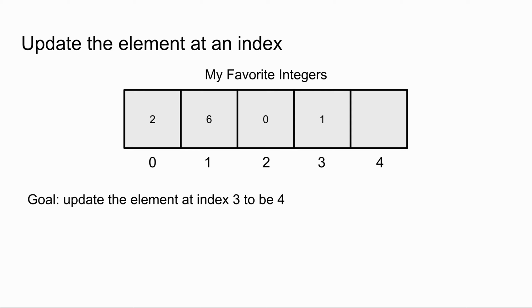Next, let's talk about updating the element at a particular index. Here we wish to update the element at index 3 to be 4 instead of 1. Updating is pretty simple. We just select the element at index 3 and change its value. Due to the random access property of arrays, this has O of 1 time complexity.